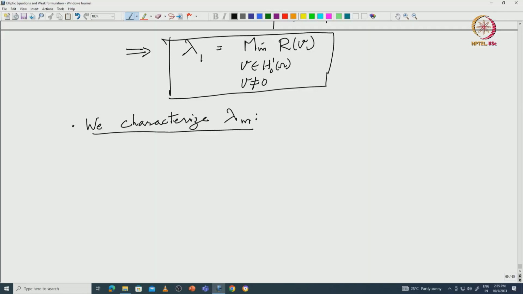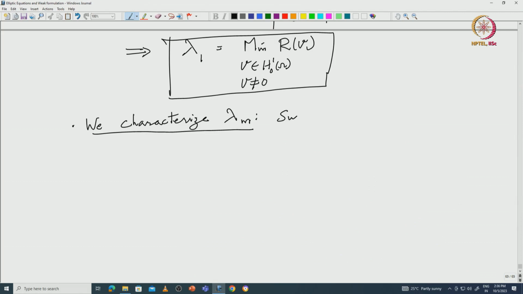we also characterized the eigenvalue, the first eigenvalue. Now, I am going to quickly recall the eigenvalues of that one. Okay. So, we characterize lambda m. So, the idea is that once you get one eigenvector corresponding to lambda m, you just look at its orthogonal complement. That is the whole idea, and then try to minimize there, and that is what will happen.